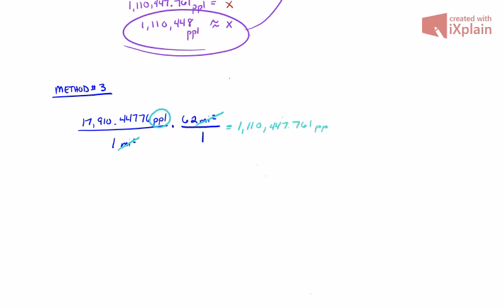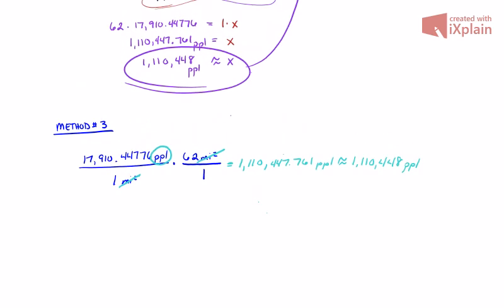1,110,447.761 people. And again, if we round this, it's 1,110,448 people. If you notice, this step that we just did looks identical to what we had done in method 2.